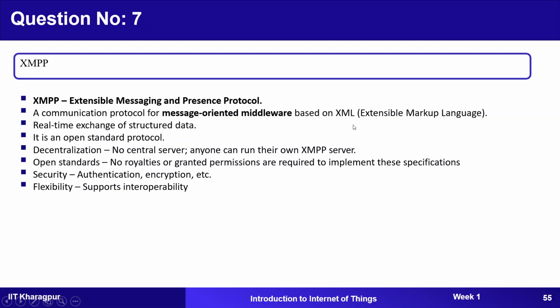Then it is open standard. Yeah, we have discussed this. It provides security by using different methods such as authentication, encryption. It is also flexible. It supports interoperability. So the question was, which of the following is not a characteristic of XMPP? So there is interoperability in XMPP, it is open standard and no central server. So in case of your XMPP, there is no central server.